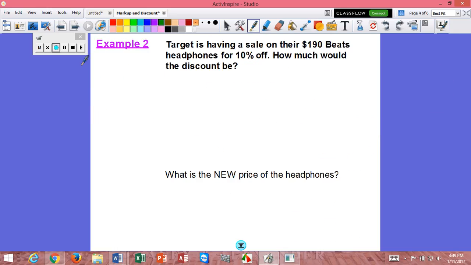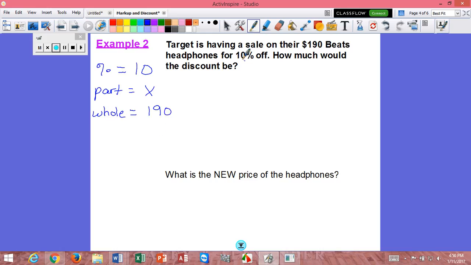Okay, example 2. Target is having a sale on their $190 Beats headphones for 10% off. How much would the discount be? So let's identify what we have. They did give us a percent. The part would be the amount of discount. So how many dollars off would it be? We don't know that yet. That's missing. And the whole is the original price of the headphones, and that would be $190.